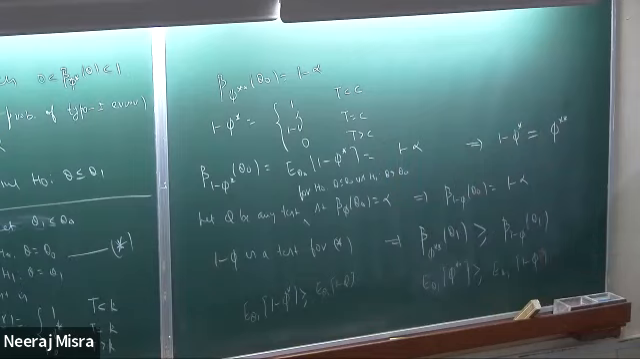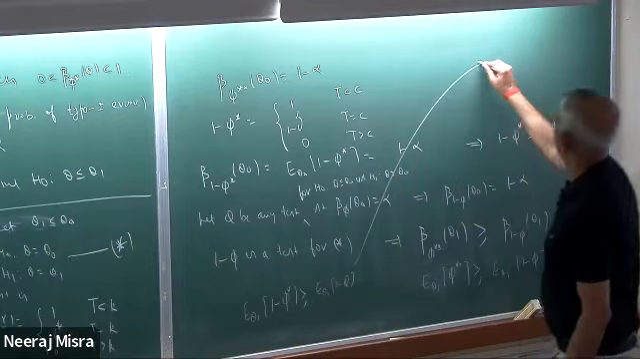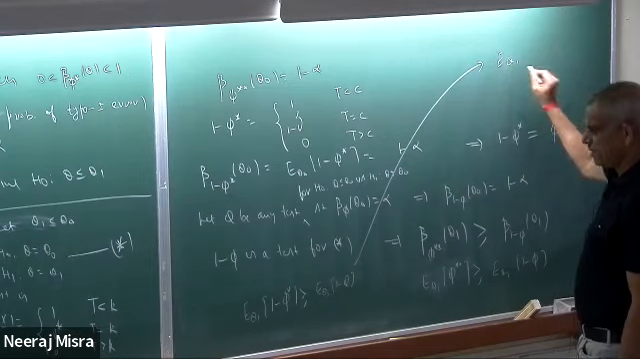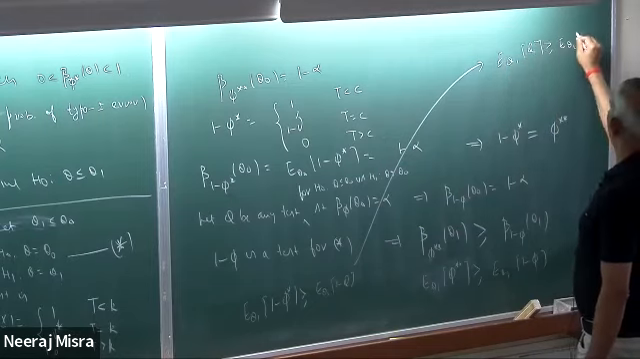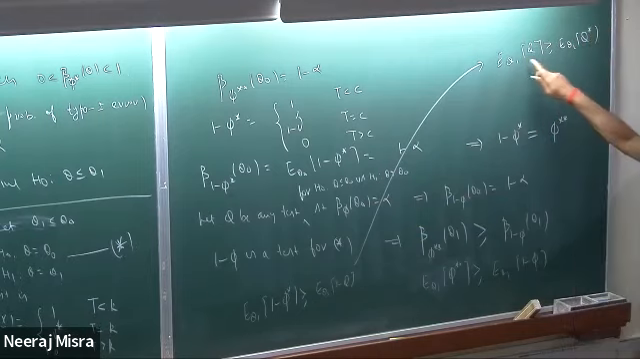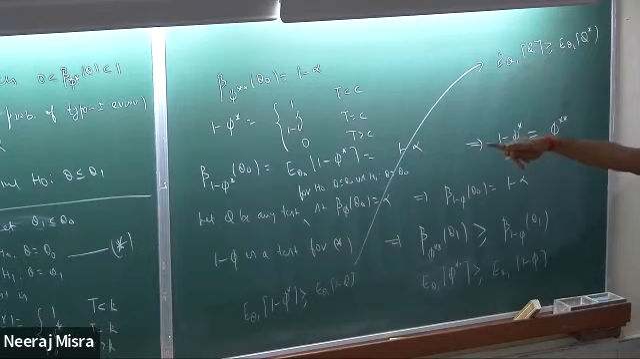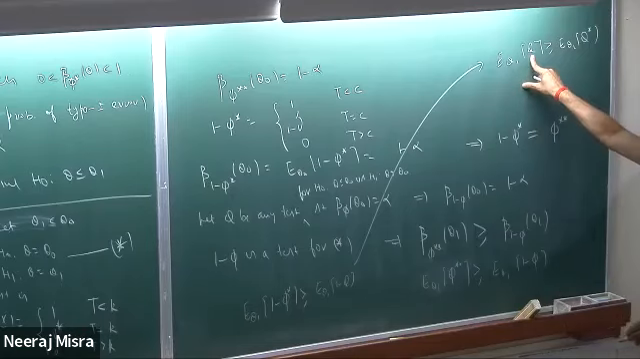So that means E theta 1 of phi would be less than or equal to E theta 1 of phi star. Is that okay? So that means E theta 1 of phi would be greater than or equal to E theta 1 of phi star, which is the probability of type 1 error for the original problem. Actually, the probability of type 1 error of phi would be bigger than or equal to the probability of type 1 error of phi star.